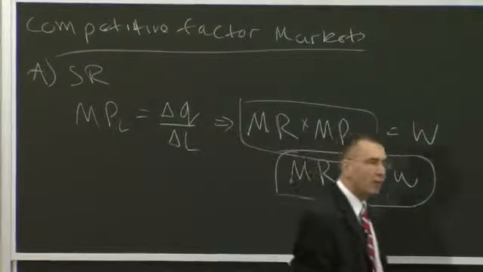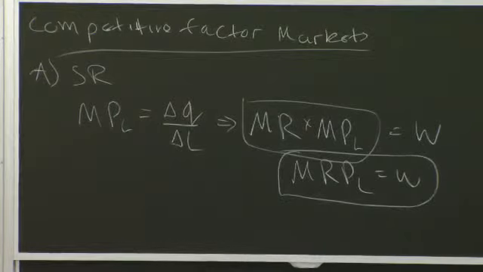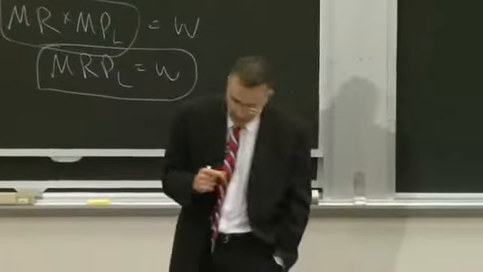The marginal revenue product: marginal product is about quantities. Marginal revenue product is about dollars. What's the dollars that the next unit of labor produces for you? That is your marginal revenue product. Okay.